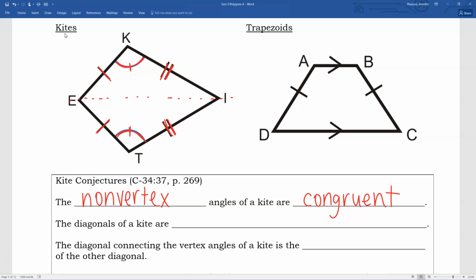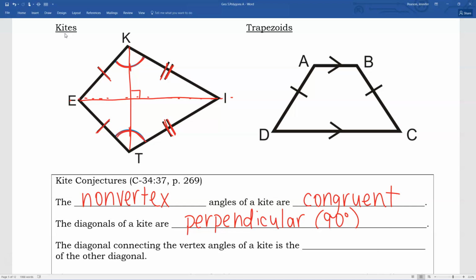The next blank says the diagonals of a kite are blank. So I did kind of dot this guy, but let's actually draw in this diagonal. EI is a diagonal, and then KT is a diagonal. And hopefully you notice that those will form a 90-degree angle every single time. The two diagonals of a kite will always intersect at a 90-degree angle. We call lines that intersect at a 90 perpendicular. I'm going to fill in that 90-degree angle. So remember that perpendicular means there's a 90 in the middle.